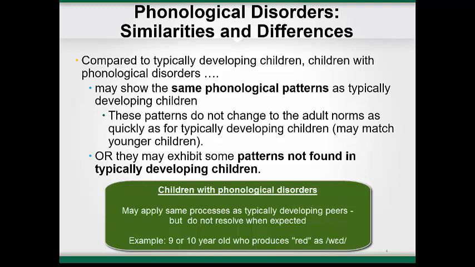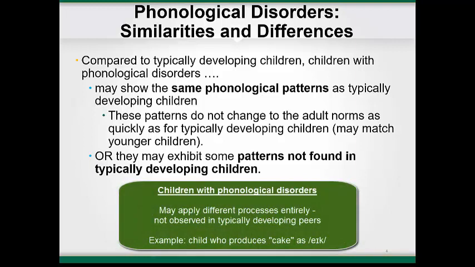One example might be the observation of the process of gliding in a child of 9 or 10, in which the child would produce a target word such as red as wed. This process is common in younger children, but is typically resolved somewhat earlier than age 9 or 10. On the other hand, children with phonological disorders may exhibit some phonological processes that are rarely observed in children with typically developing phonologies. An example might be initial consonant deletion. For example, if a child says the word cake as ache. This process is uncommon in the speech of children with typically developing phonologies, even at younger ages.